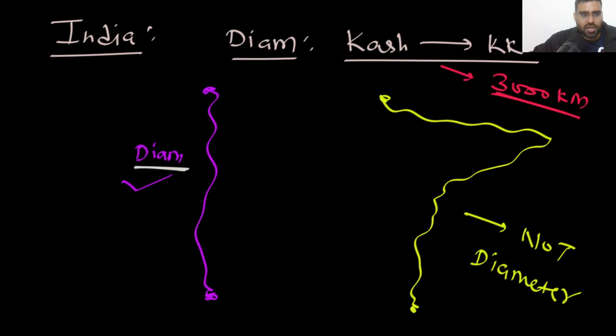Diameter tells you that in India, you can start anywhere and go anywhere, and the maximum distance you will have to travel is this. You don't have to travel more than this distance. Okay? So now you tell me, what is the diameter of this graph?